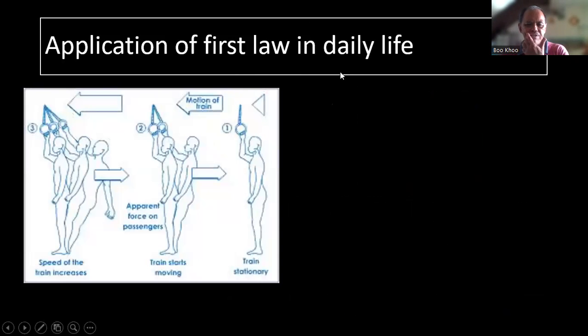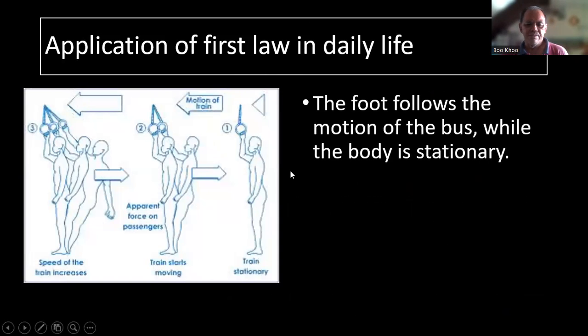Right? So, application of the first law in daily life. This person is in the train. The train is moving to the left. So the legs are following the train. The body is stationary, so the body remains stationary while the train is moving forward. That's why you have to hold on. If you don't hold, you fall down, if the train accelerates too fast.